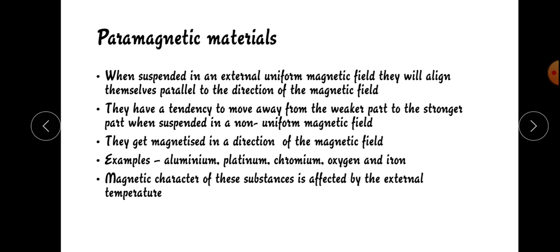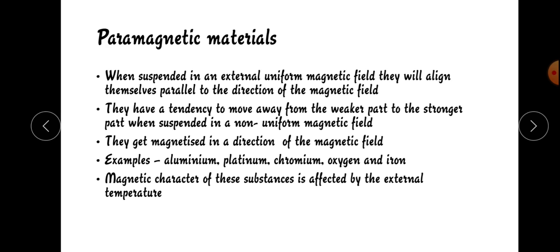They have a tendency to move from the weaker part to the stronger part when suspended in a non-uniform magnetic field. In diamagnetic materials, we saw they move from the stronger part to the weaker part. Paramagnetic materials get magnetized along the direction of the magnetic field, whereas diamagnetic materials get magnetized opposite to the direction of the magnetic field.